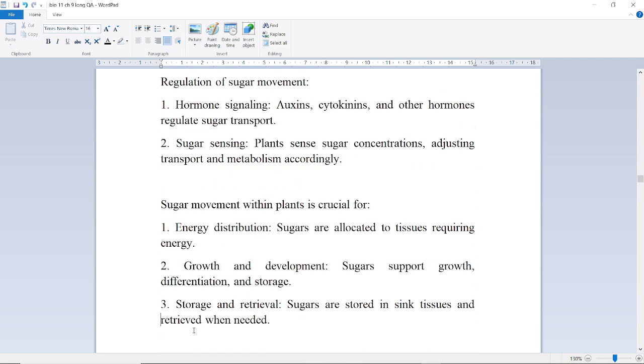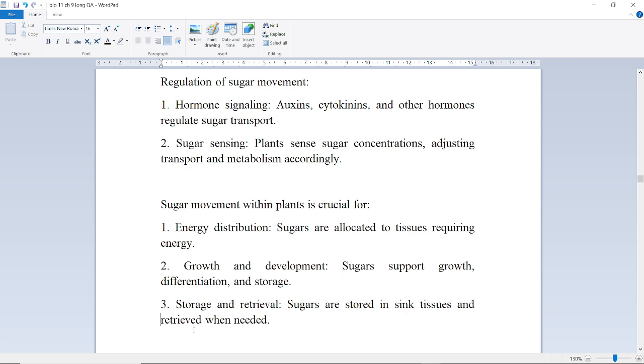Regulation of sugar movement. Hormone signaling, auxins, cytokinins, and other hormones regulate sugar transport. Sugar sensing: plants sense sugar concentration, adjusting transport and metabolism accordingly.